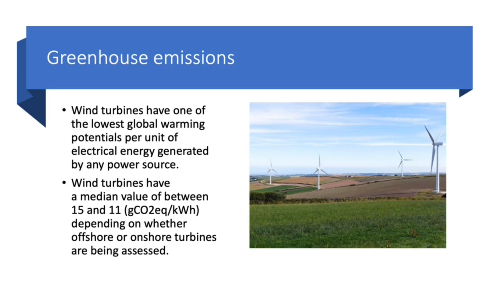Greenhouse gas emissions are very little. Wind turbines have one of the lowest global warming potentials. The median value of greenhouse gas emissions lie between 11 to 15 grams of CO2 equivalents per kilowatt hour, depending on whether they are offshore or onshore turbines.